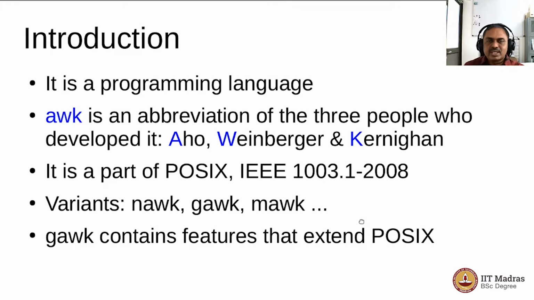And there are many variants of AWK with some enhanced features also, NAWK or GAWK or MAWK and so on. On Linux, what you see would be GAWK, but there will be a symbolic link from AWK to GAWK. Therefore, you could use the programming language with AWK as the name of the executable. And GAWK has some features that are extended beyond what is defined in POSIX. We do not cover that in this session, but you could look them up using the manual page on GAWK.